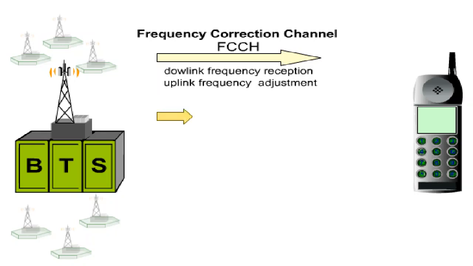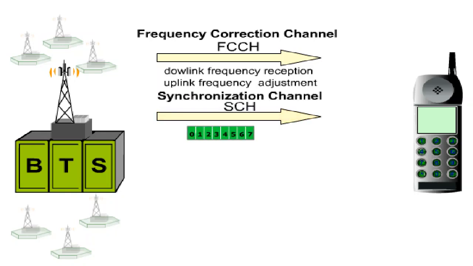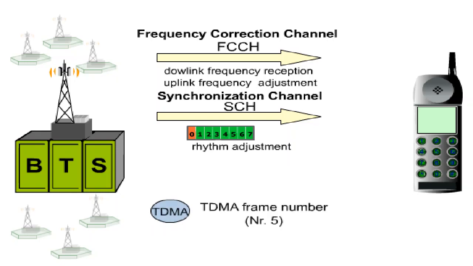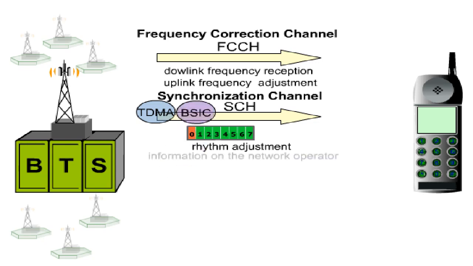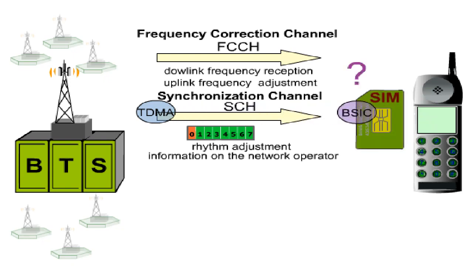The synchronization channel, SCH, then helps the mobile station to synchronize itself to time slot 0 sent out by the BTS. This means the mobile station must adjust to the rhythm given by the BTS. The SCH contains the TDMA frame number as well as the base station identity code, containing basic information about the network operator that can be compared with the info stored on the SIM card. After this step, the mobile is able to decide whether it's chosen the proper network. If not, it starts the same procedure again, trying with the second strongest FCCH received.